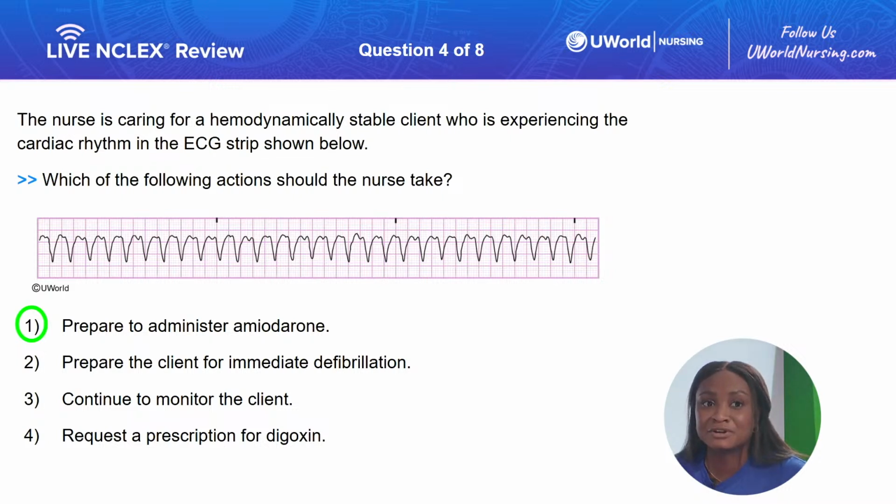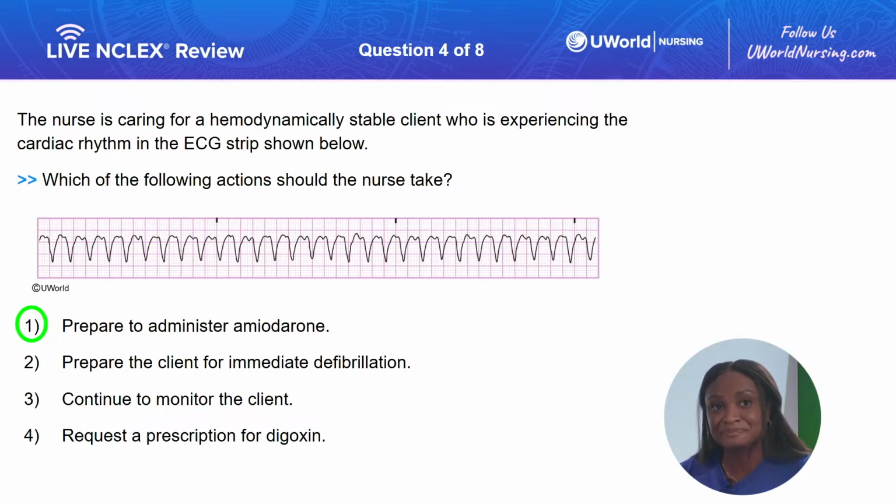And then option 4, request a prescription for digoxin. This can actually cause VTAC. It's called digoxin toxicity. If you give a little too much digoxin all at once, or if your kidneys aren't perfusing the digoxin out, this can send your heart into VTAC. So you guys did pretty good on that one.